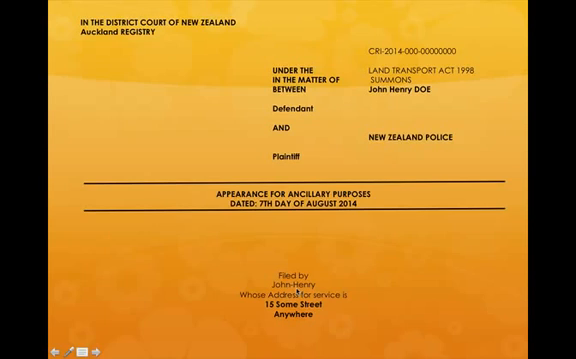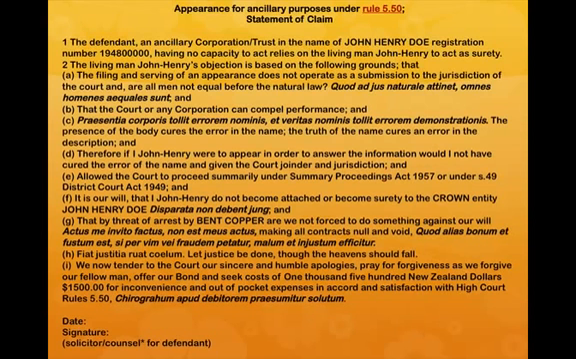Now you'll notice here that we're only using the first two names. We're not using the Doe. Okay, and we're giving our address for service, which is 15 some street anywhere. Ancillary. That's what we told you before. We were going in for ancillary purposes. Okay, appearance for ancillary purposes under Rule 5.50, statement of claim.